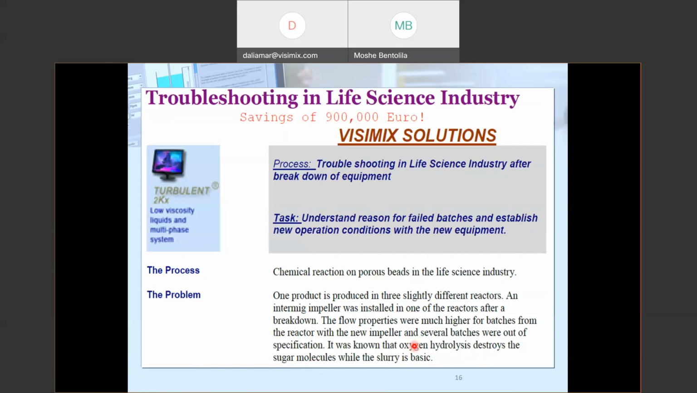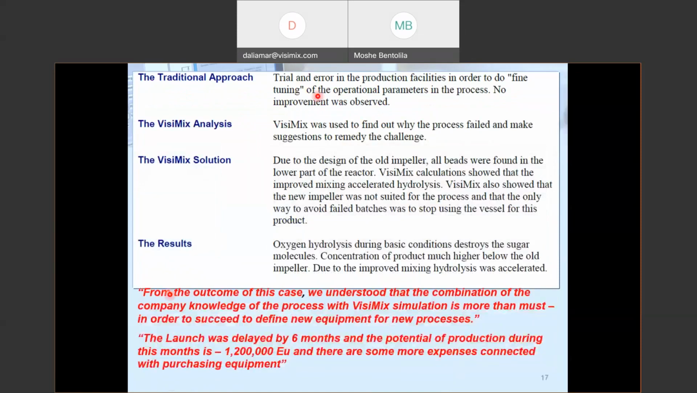But oxygen generates hydrolysis. When they analyzed the results, after some trial and error, as explained before, fine tuning, etc., they understood that with the older impeller, all the beads were found in the lower part of the tank. This was the reason that avoided contact with the oxygen and generated good results. So it's the opposite of what we think. If you have homogeneity, you think it's good, but in this case it's very bad, because the homogeneity of the solids in the tank generated bad results.